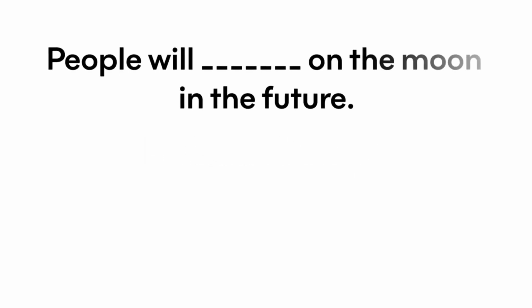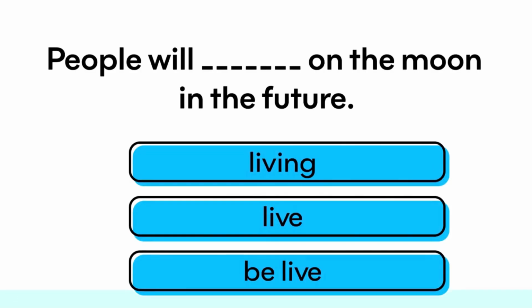Question number one. Our question number one is: people will blank on the moon in the future. What are we going to say? People will live. You need to remember we're just going to use the base form when we use "will". So the right answer will be, of course, "live". People will live on the moon in the future.